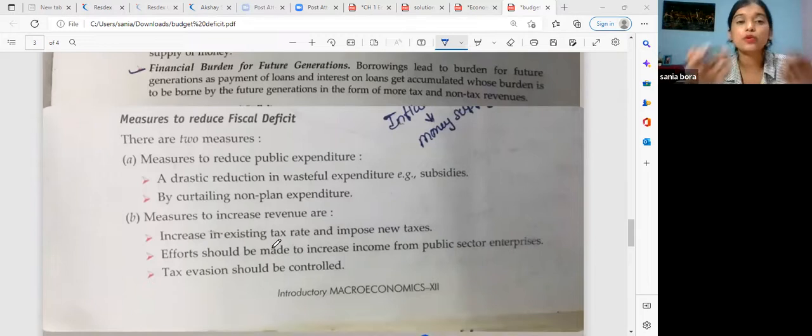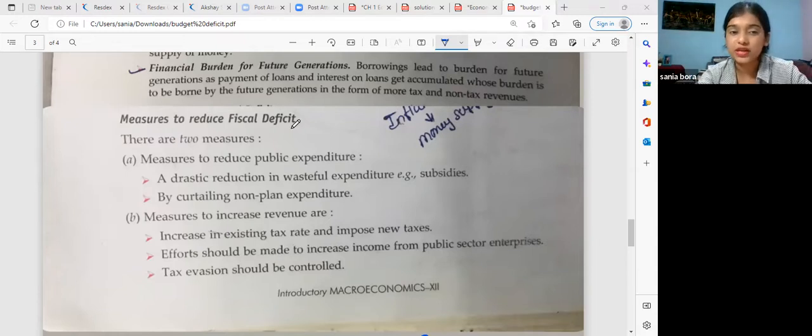Now, how will you increase your revenue? First, impose higher tax. Okay, impose new taxes. Second, effort should be made to impose more tax on the public sector so that you can get more income from the public sector, like the private sector. And next, tax evasion: the people who were not paying tax, who were defaulters, you have to control that. Earlier if it is 10, now you have to make sure that it should be 0. Everyone should make sure. So tax evasion should be controlled.